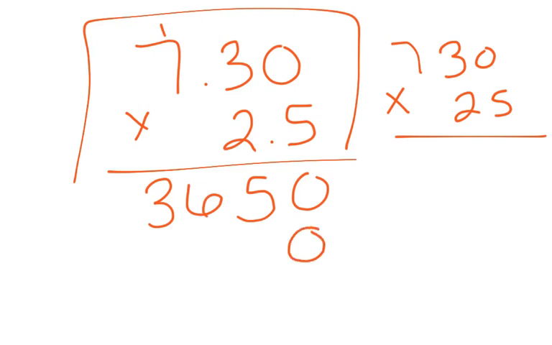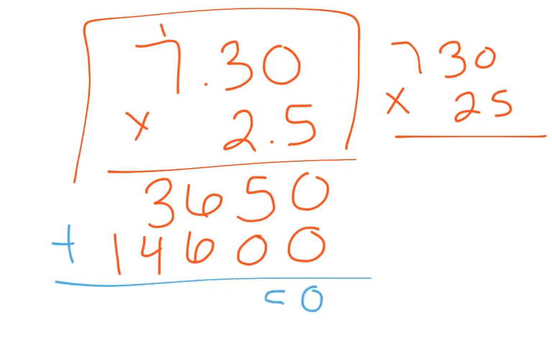I'm going to add my 0 placeholder there. Some people like to use an X. I like to use a 0. 0, 6, 14. Now we know we're going to add these two together for our final answer.